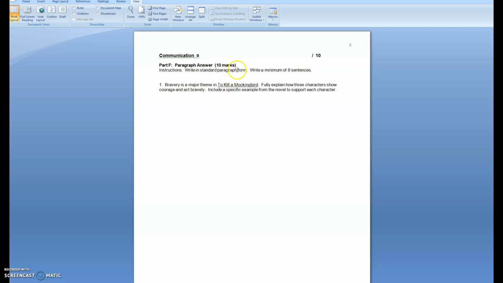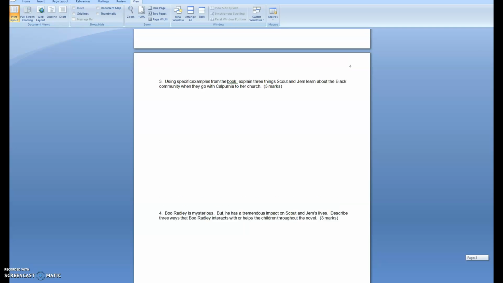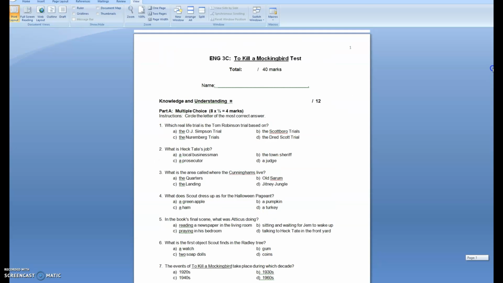And you'll have to write a proper paragraph. So give me a topic sentence where you introduce the topic. Then give me, say, 6 or 7 body sentences where you're giving me your examples and you're proving your points. And then give me a concluding sentence that wraps up. And that's the test. That's the different parts of the test, and that's how it'll look.